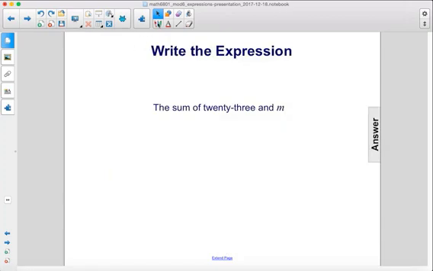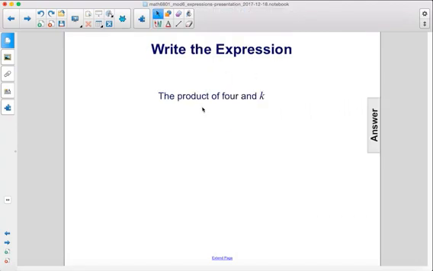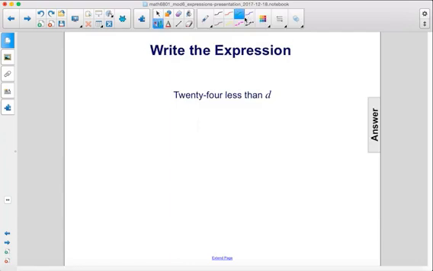Write the expression, the sum of 23 and m. 23 plus m. The product of 4 and k. Remember, product is multiplication, so 4 times k, 4k. 24 less than d. Remember, when we see than, we switch the order, so d minus 24.